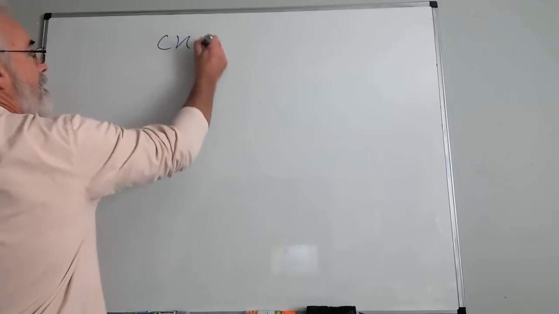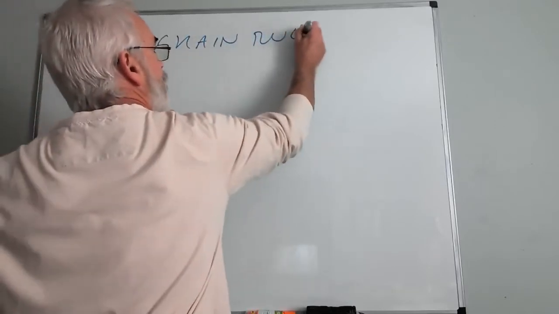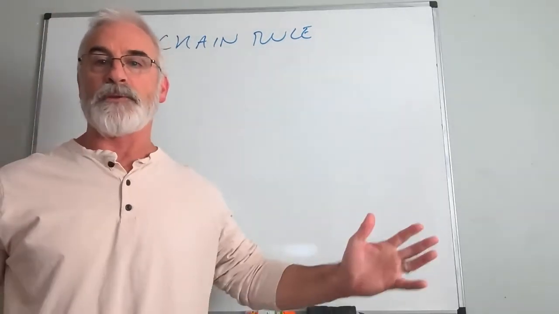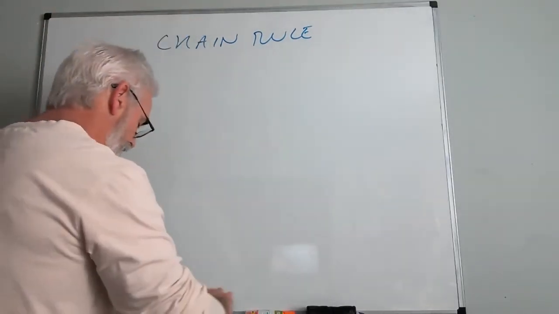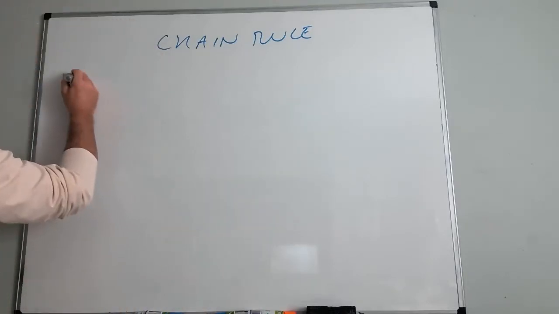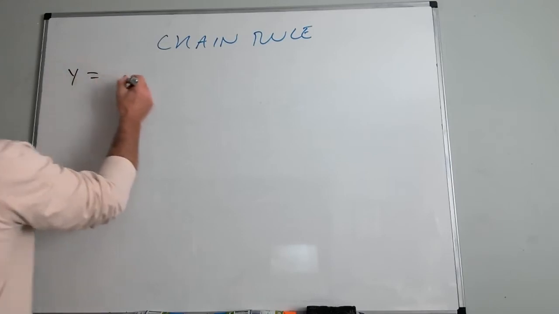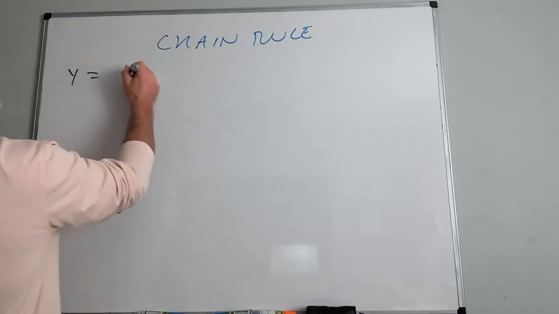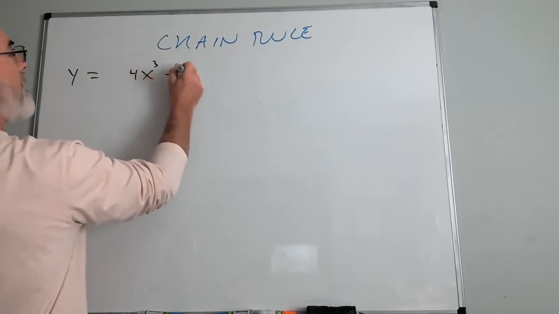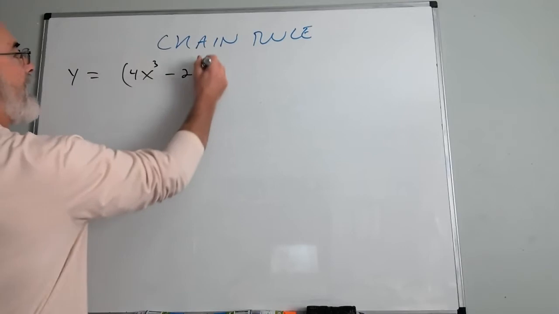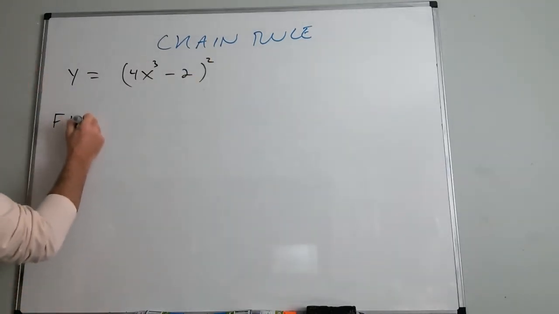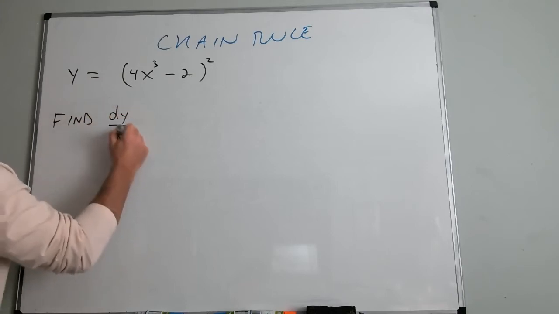Today, our main topic is something called the chain rule, which is essentially the rule that you will apply every time you take a derivative. So let me start with a really simple example to illustrate what we're going to do. Let's consider y is 4x cubed minus 2, and we're going to square it. I want to find dy dx.